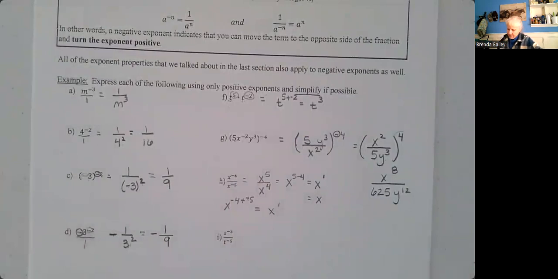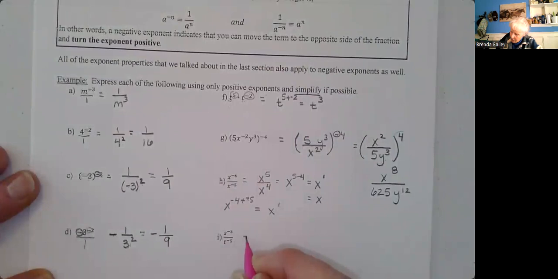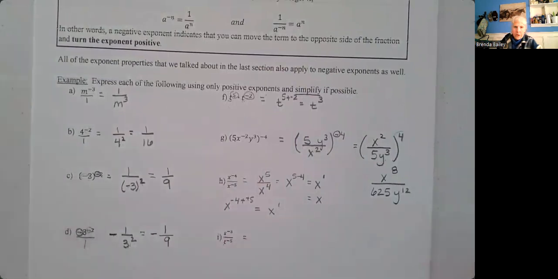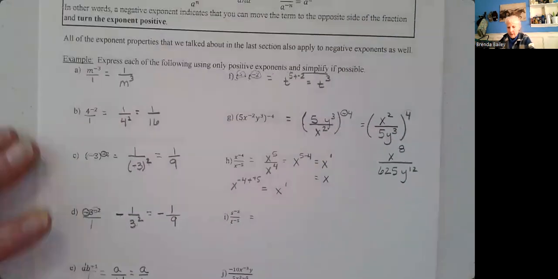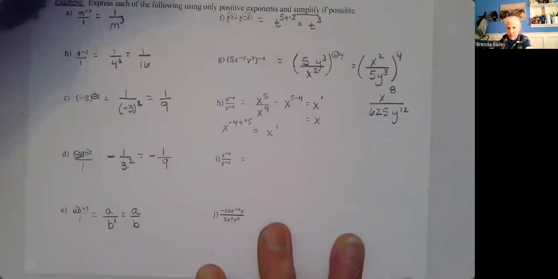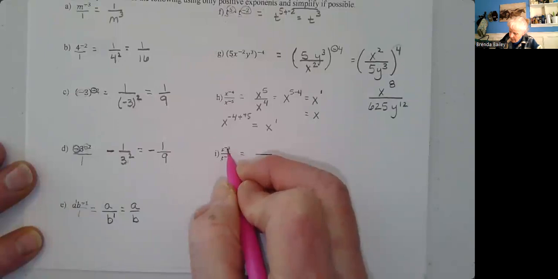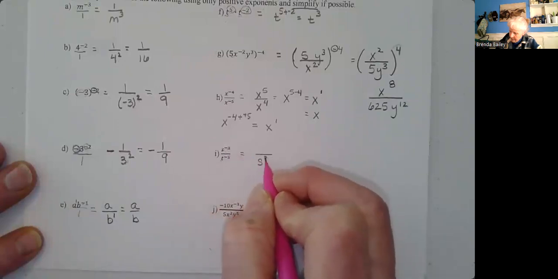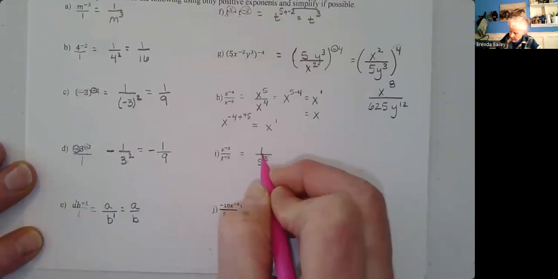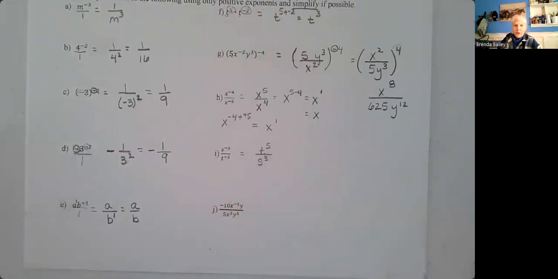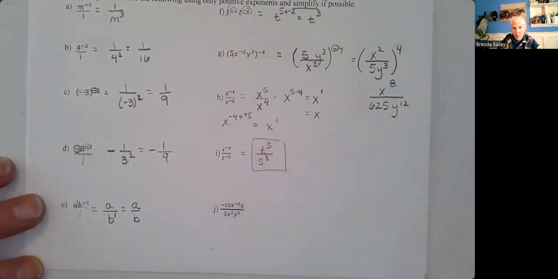Let's look at I. On I, these are not common bases. So what I'm going to do is just get rid of the negative exponents. Let me kind of move this up here. So here, this will come down and become positive. This will go up and become positive. And that's all you can do because the bases are not the same. You can't subtract exponents. There's your answer.